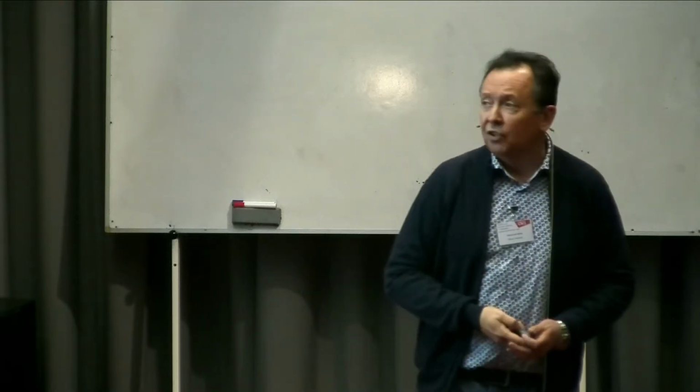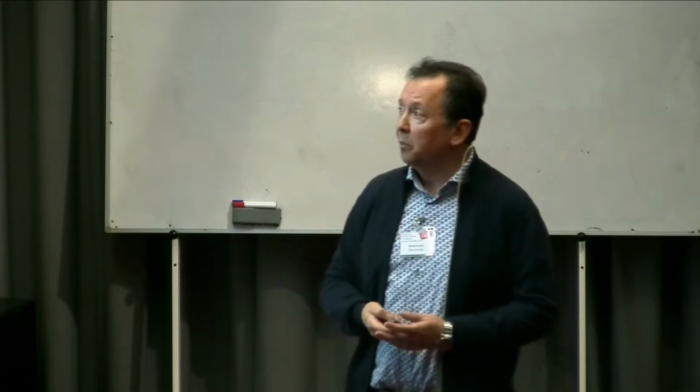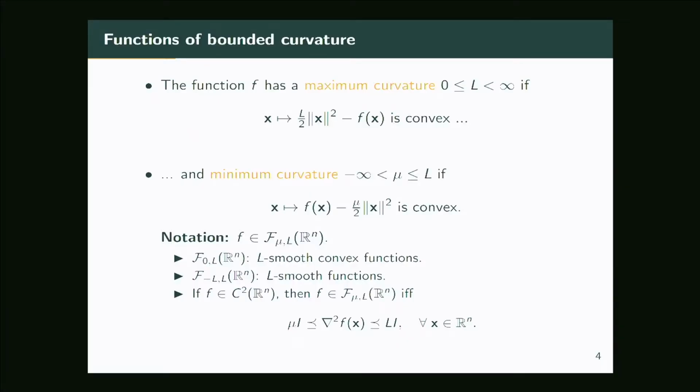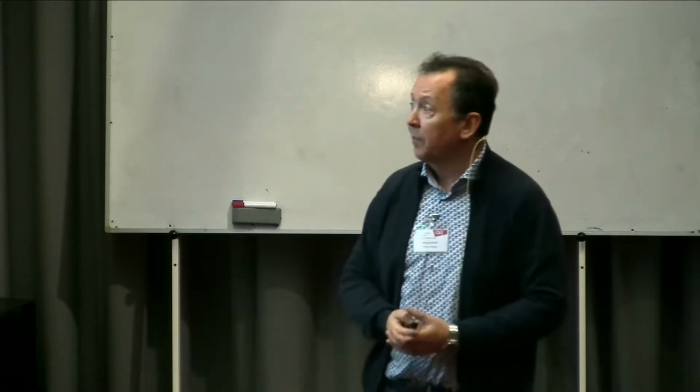And if our function, in addition to being continuously differentiable, is also twice continuously differentiable, then it has a Hessian. And then the condition that f belongs to this class is the same as saying that the spectrum of the Hessian lies between mu and L. So all the eigenvalues of the Hessian lie between these two values. Okay, so this is for me a very easy way to think about hypoconvex functions. These are the functions, if you think about twice continuously differentiable ones, where the eigenvalues of the Hessian lie inside a certain interval.